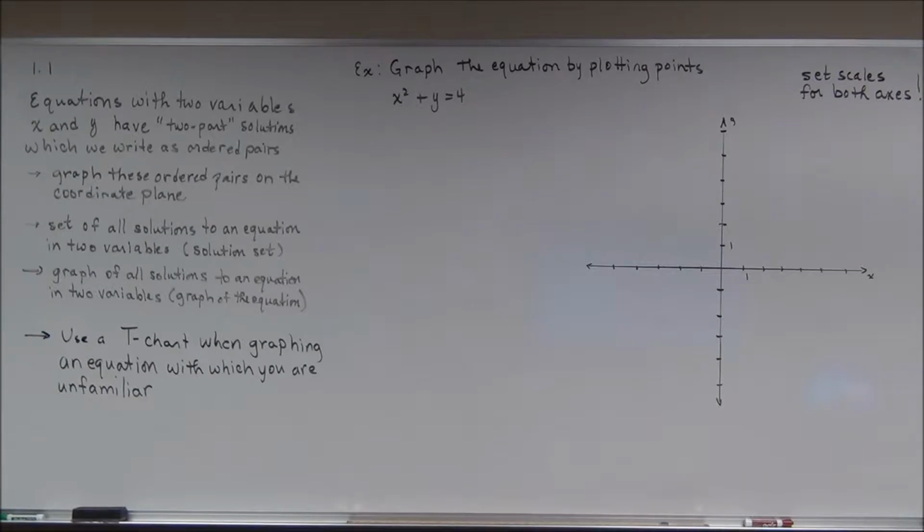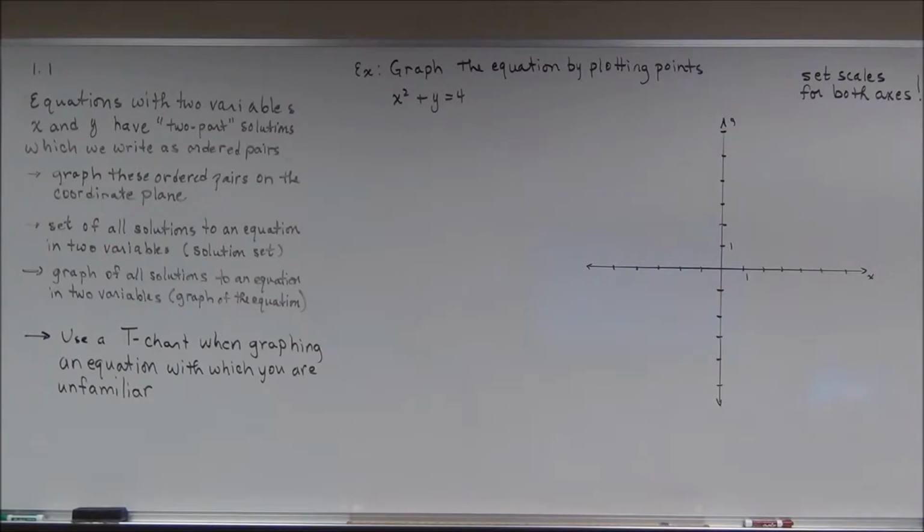Now, the graph represents the solution set because the solution set are the ordered pairs that correspond to the points on the graph. So a lot of times a person will see an equation like the example up there, x squared plus y equals 4, and they'll say that that's a graph. Well, the solutions are actually the graph that we're going to create here, and we're going to use a t-chart. When we have an equation that we're unfamiliar with, you're probably better off creating a t-chart, looking for a pattern.